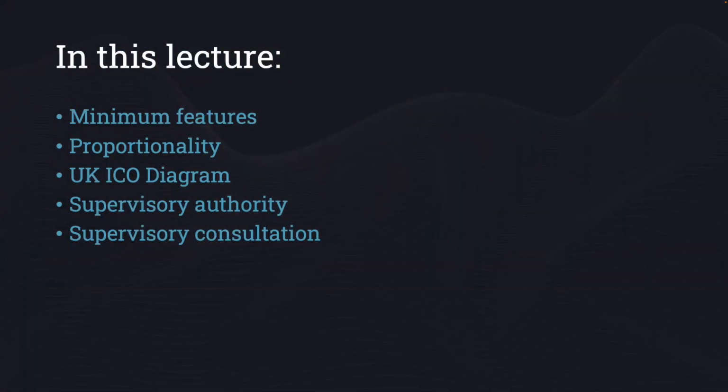In this lecture, we will continue our two-part series on data protection impact assessments. Here we are going to discuss the minimum features or sections that should be included in a DPIA. We will then discuss the term proportionality. We will look at the UKICO's diagram for completing and reviewing DPIAs. And then we have two final notes on supervisory authority and consultation.